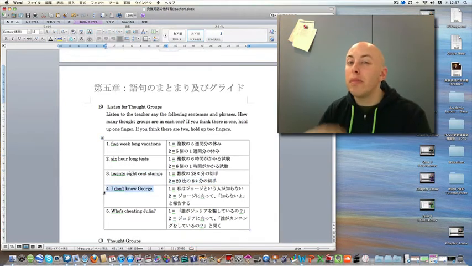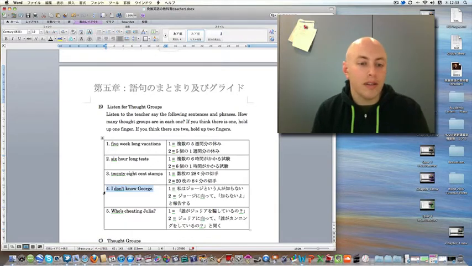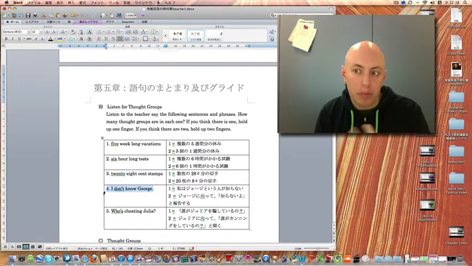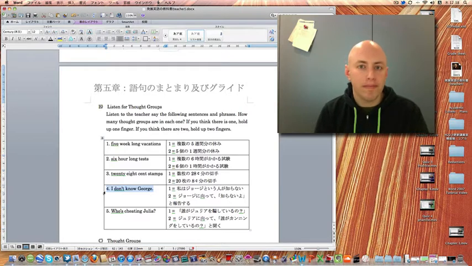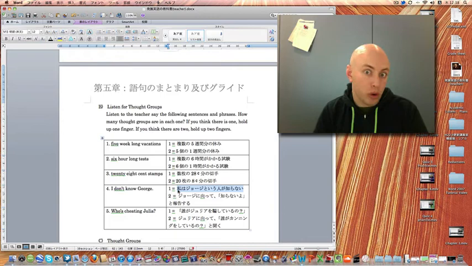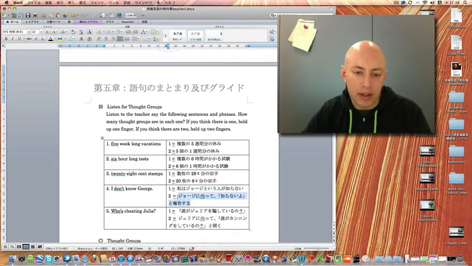The same principle can apply to entire sentences and change the meaning accordingly. So, one more time. How many thought groups are in my utterance? Ready? "I don't know George." One thought group. When I say this sentence like that, it basically means this here. But if I say, "I don't know, George," then the meaning changes slightly and it means this.